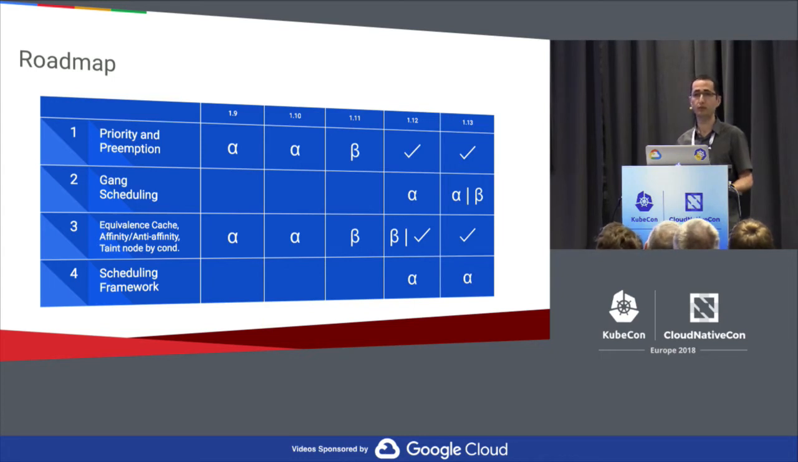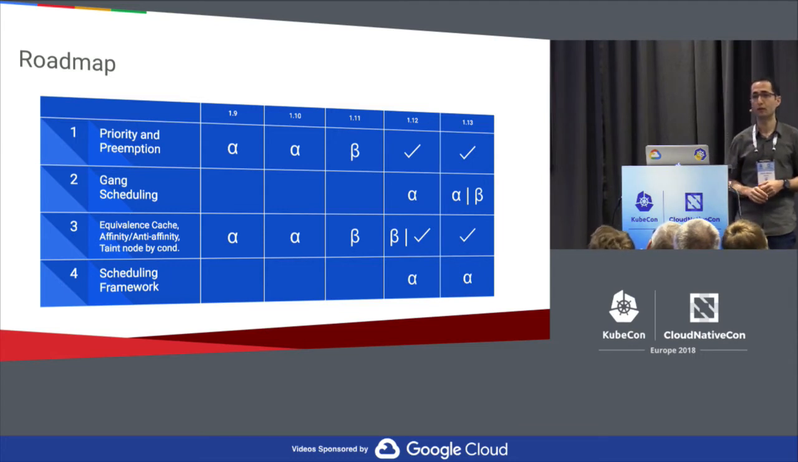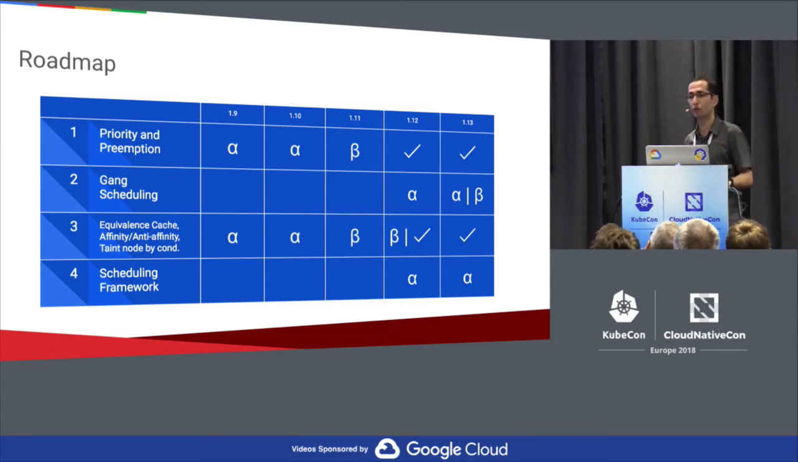Gang scheduling is another feature that we're working on. We are hoping to have an alpha version of gang scheduling in 1.12. If you have feedback about how we should do gang scheduling, please send it to us. We are designing the feature these days, and we would like to hear as much feedback as possible.